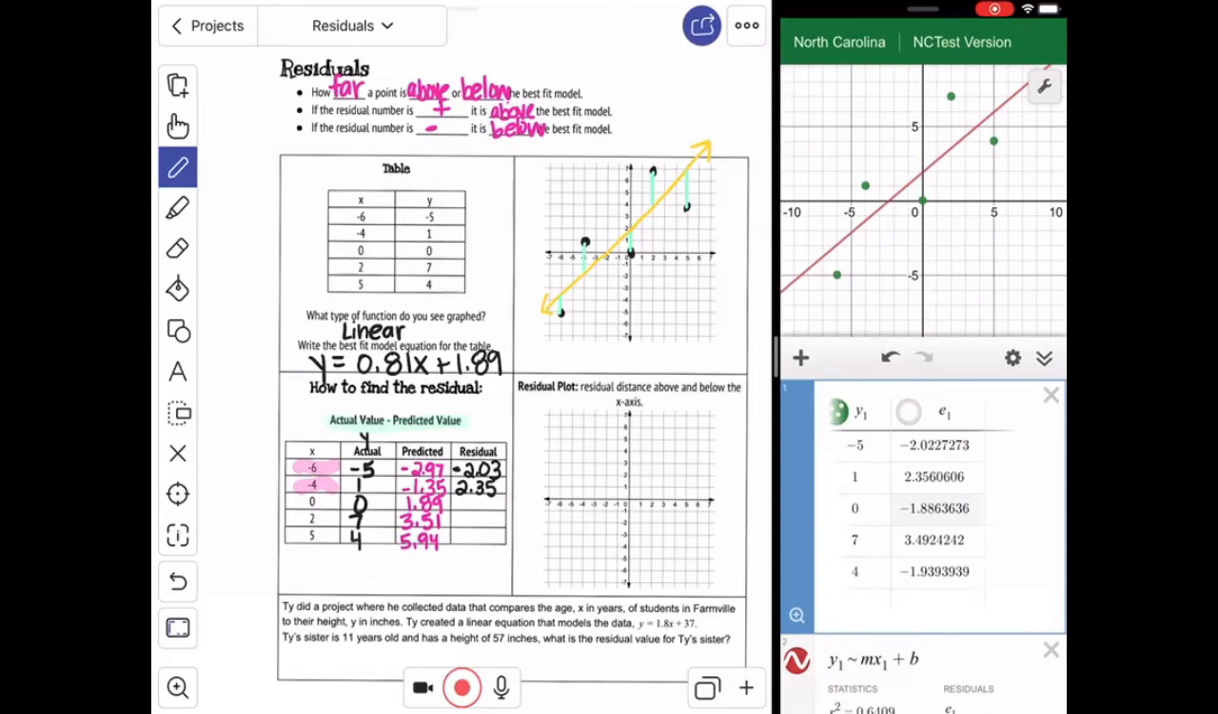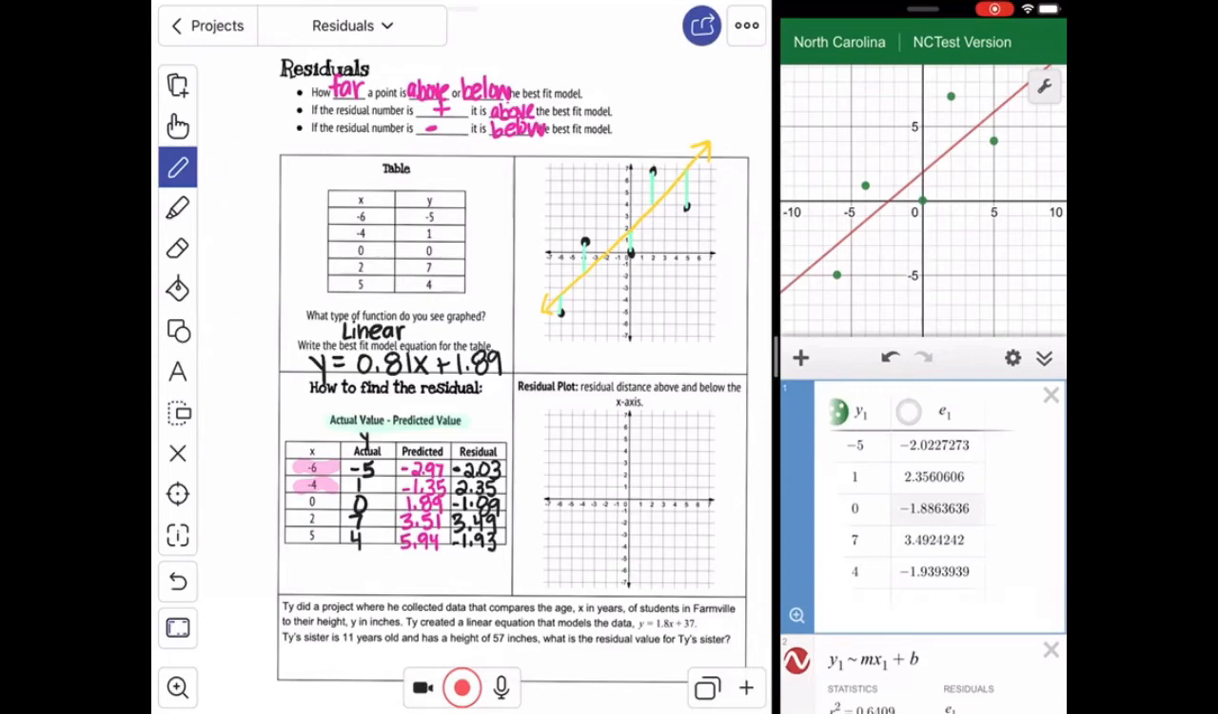So the first residual value, they got -2.02. Well, ours was a little bit off, but that's because we rounded our slope and y-intercept. They got positive 2.35 for -4.1. So then we have -1.89, we have 3.49, and we have -1.93. So let's do a comparison here.